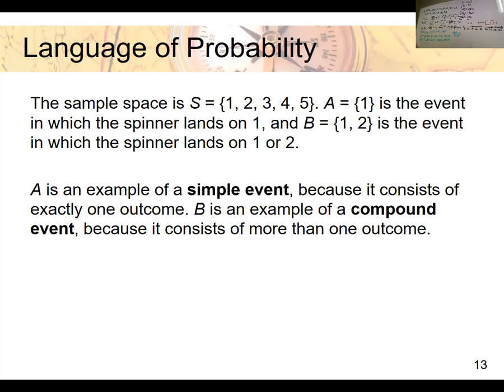Okay, capital A is an example of a simple event because it consists of exactly one outcome. Okay, spinner landing on one, that's only one outcome. B is an example of a compound event. It consists of more than one outcome, either spinning a 1 or 2 in this case. That's considered to be a compound event. Okay. All right, questions on this?